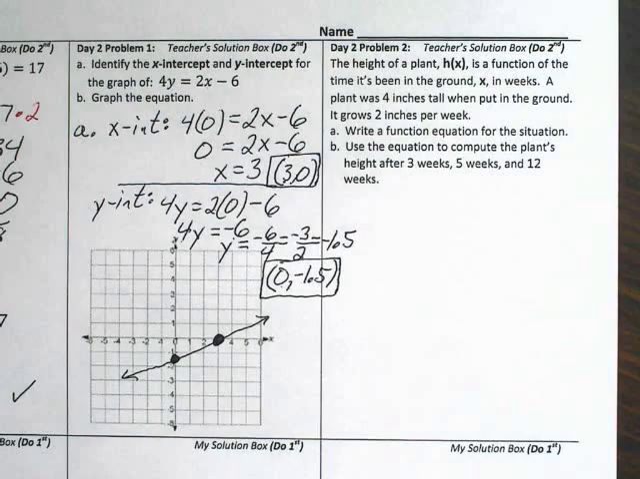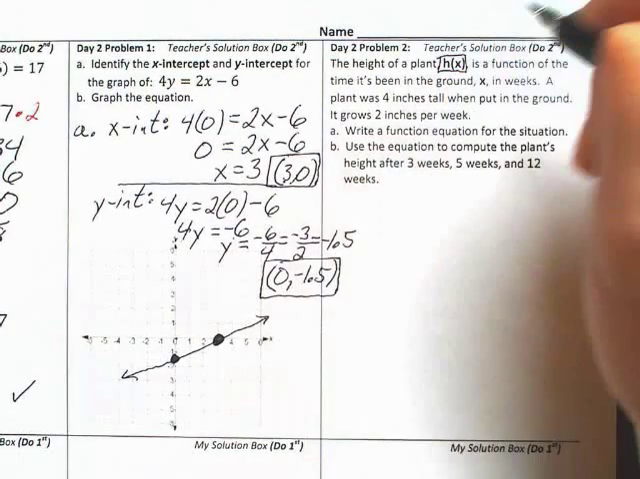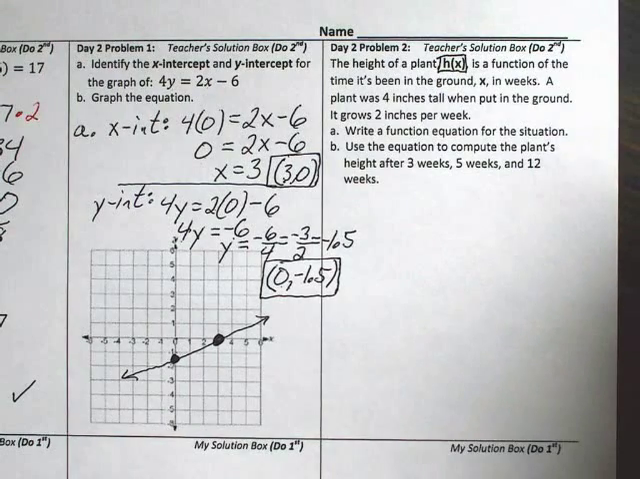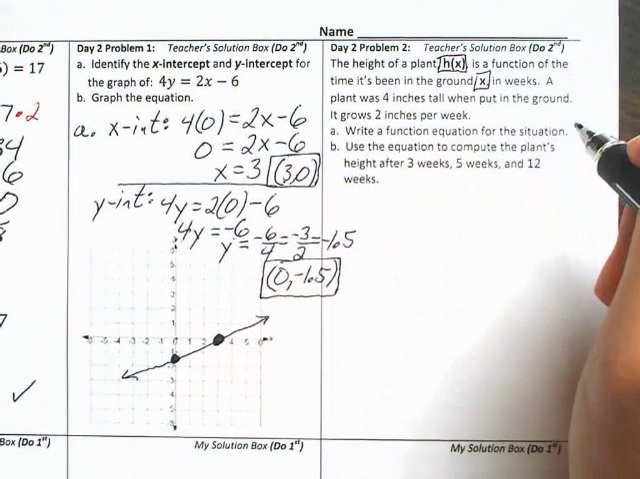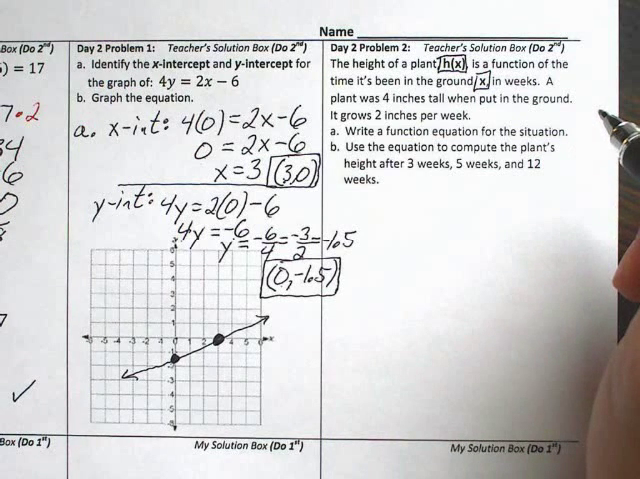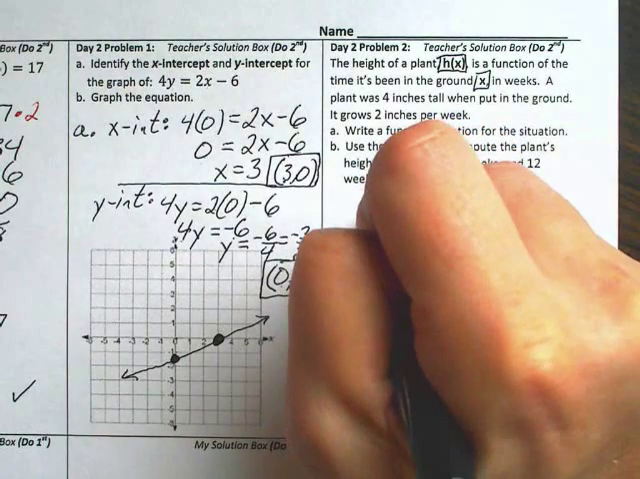Now, Day 2, Problem 2. The height of a plant, h of x, is a function of the time it's been in the ground, x, in weeks. A plant was 4 inches tall when put in the ground, and it grows 2 inches per week. Part A, write a function equation for this situation.